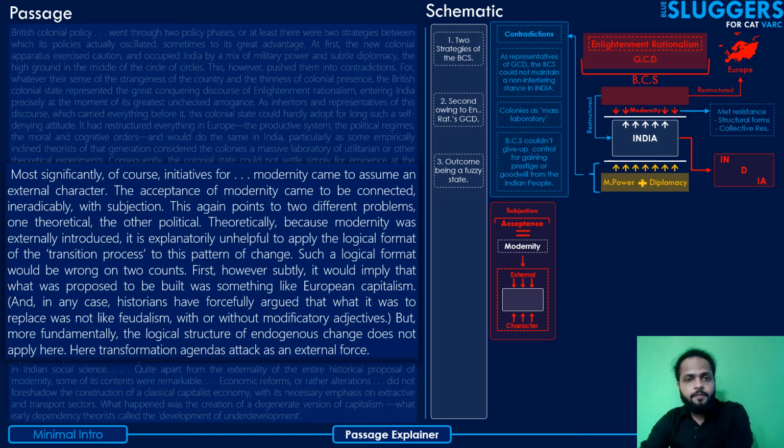Next, this again points to two different problems. One theoretical, the other political.